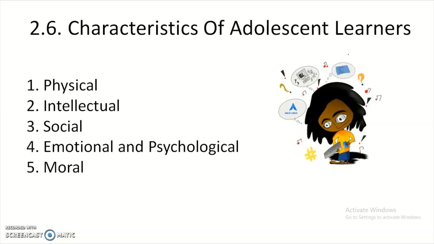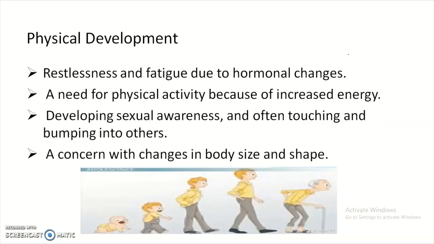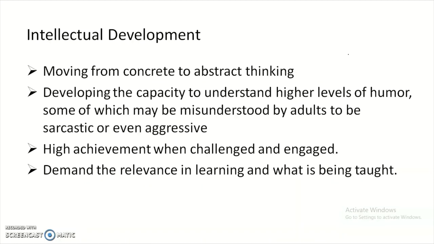And the characteristics of adolescent learners are physical, intellectual, social, emotional and psychological, and moral. So physical development means their body and shape will change, and a huge hormonal imbalance will be there.